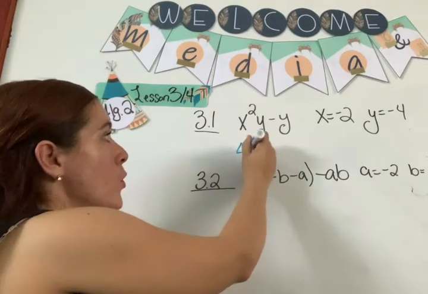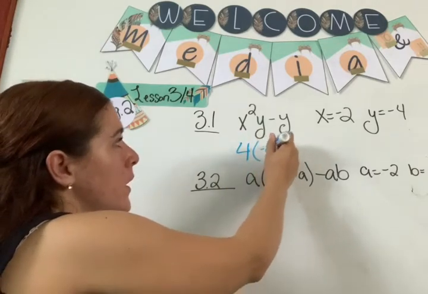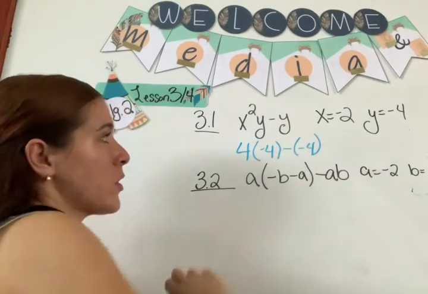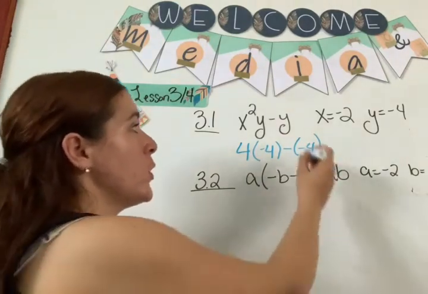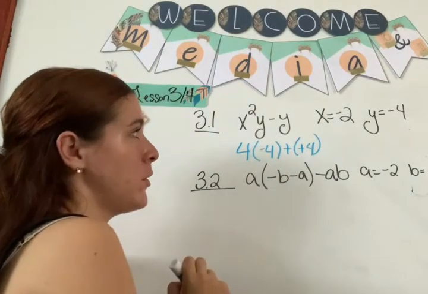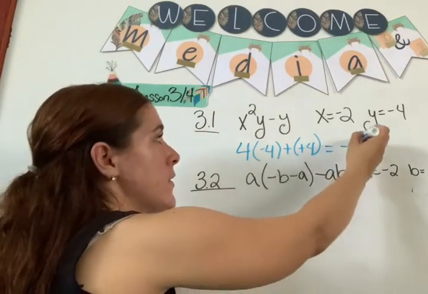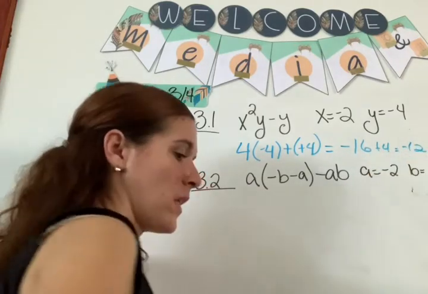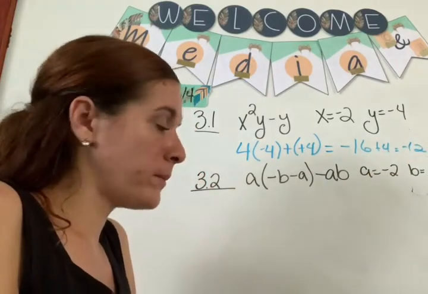Okay, so here we go. We have 4 times -4, that's y, minus a -4. Another reason why it's good to have parentheses, so you can do the plus now. So now you're going to have -16 plus 4, so your answer is going to be -12. That is example 1, okay?